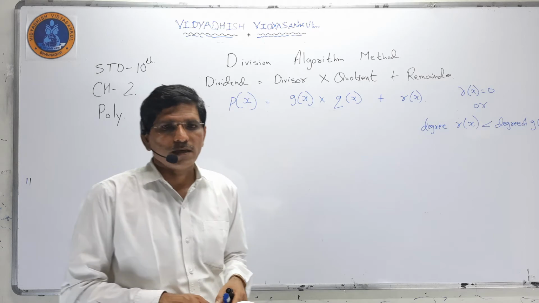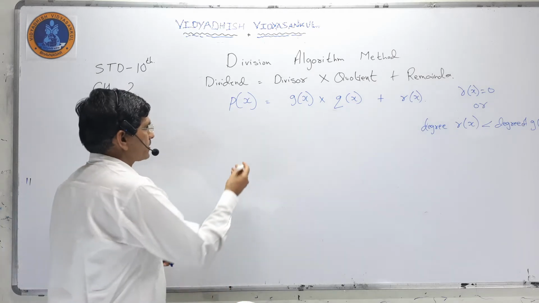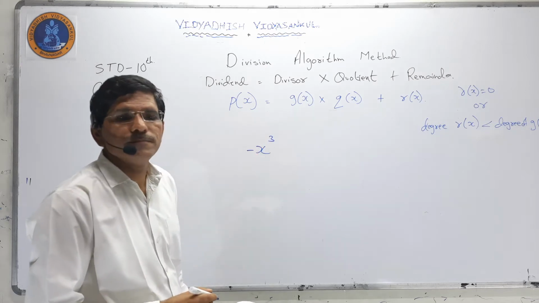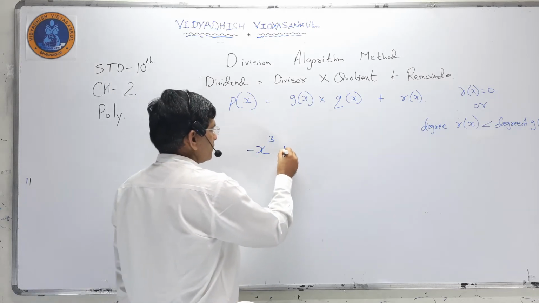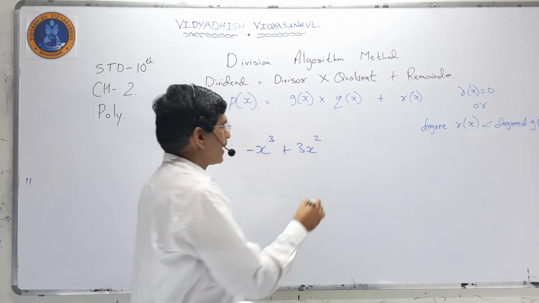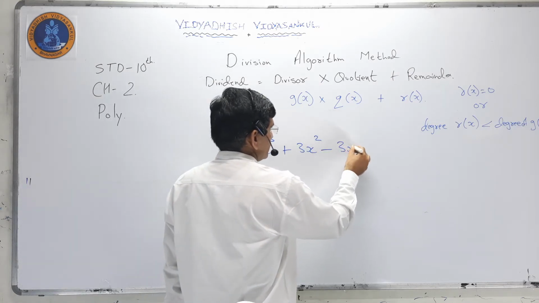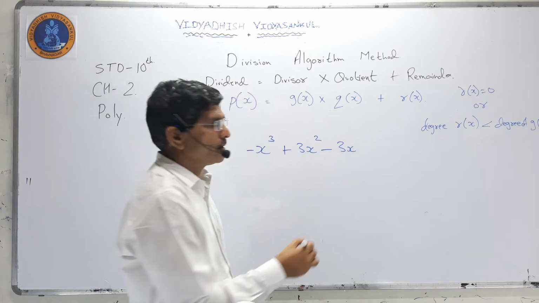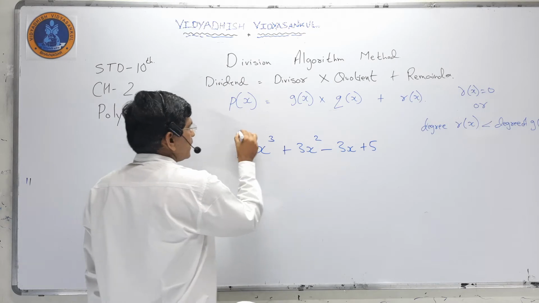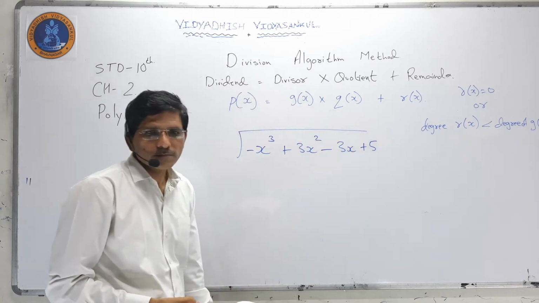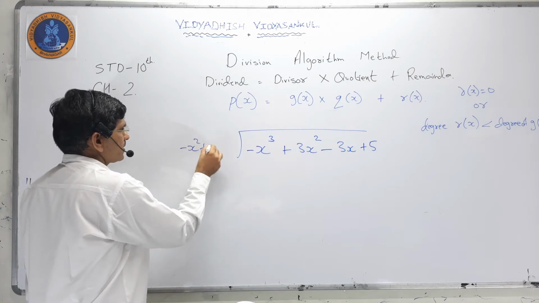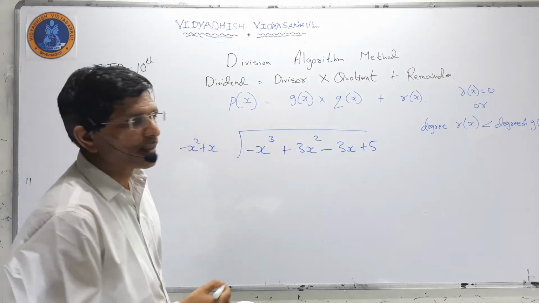So first of all we have to write it in standard form. If we write the standard form, then minus x the power 3 plus 3x square minus 3x plus 5, divided by minus x square plus x minus 1.